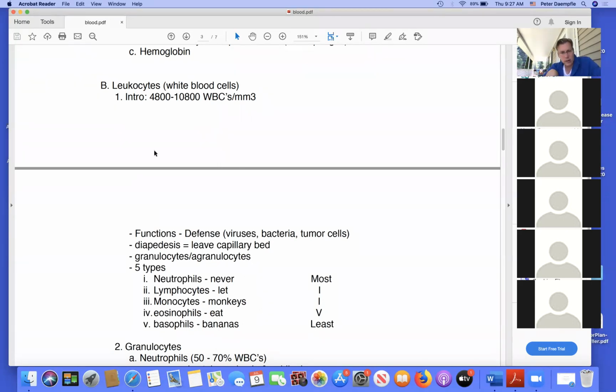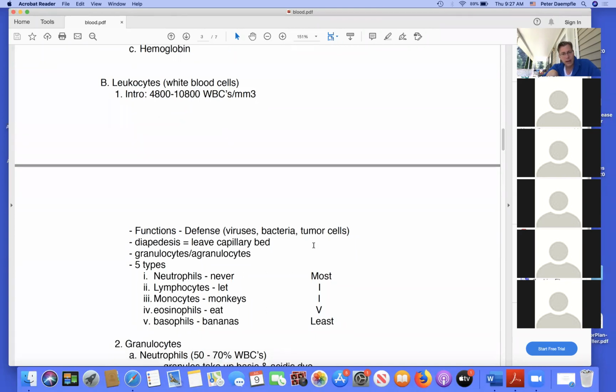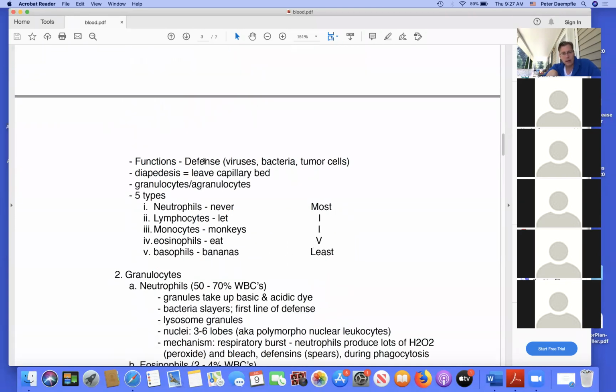Yeah, 4,800 to 10,800 white blood cells per cubic millimeter of blood. And I want to say that its main function is defense. Viruses like the coronavirus, bacteria like Mr. Pimples, Staphylococcus, and what we often forget, tumor cells. There is some evidence to support that your immune system continues to fight cancer regularly. And that is why you can keep up your immune system, you can fight off cancer.